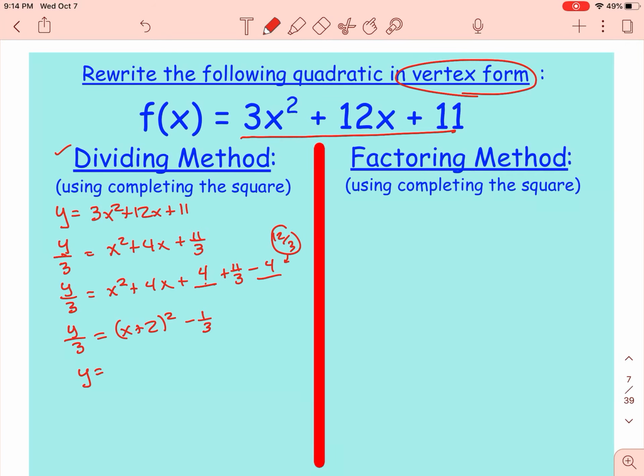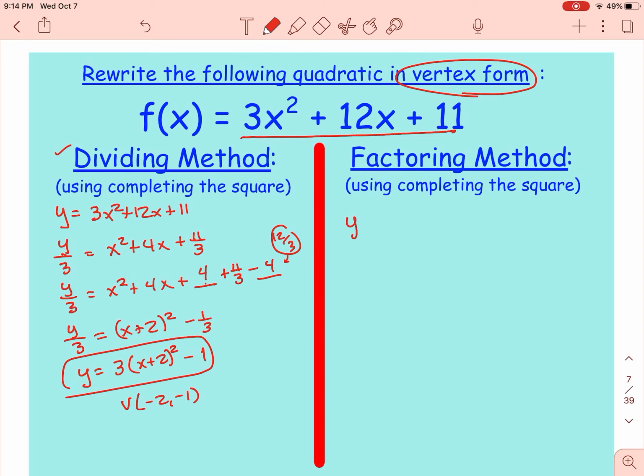Then we multiply both sides by 3, and this is where kids make a mistake. You got to make sure you multiply the first term, which is (x plus 2) squared, by 3. Then you multiply the second term by 3 and you get negative 1. And so there's my vertex form. Now I know that the vertex is going to be (negative 2, negative 1), and that's pretty good.